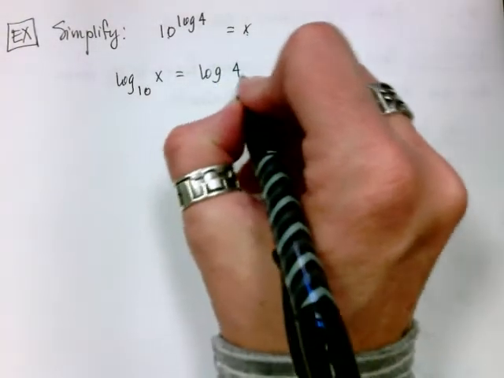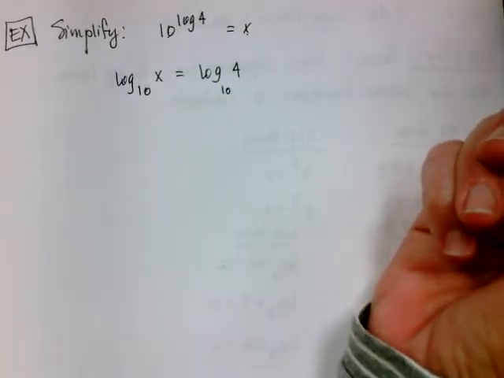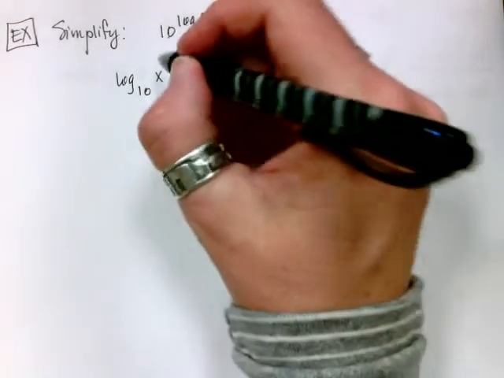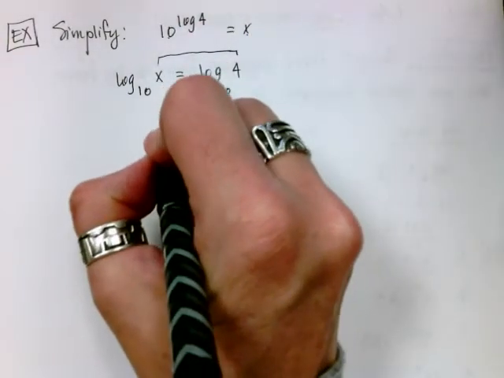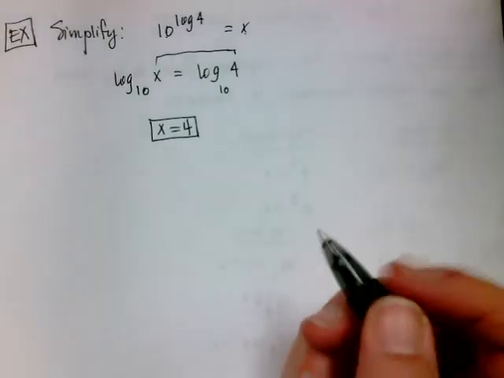Notice this is a common log, so it actually still has a base of 10, even though it wasn't written. And if you'll also notice, everything is the same now. So now I can solve that little baby equation, and I get x is equal to 4. That's kind of cool.